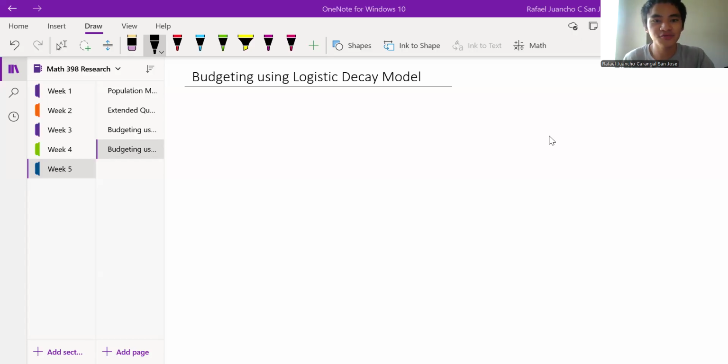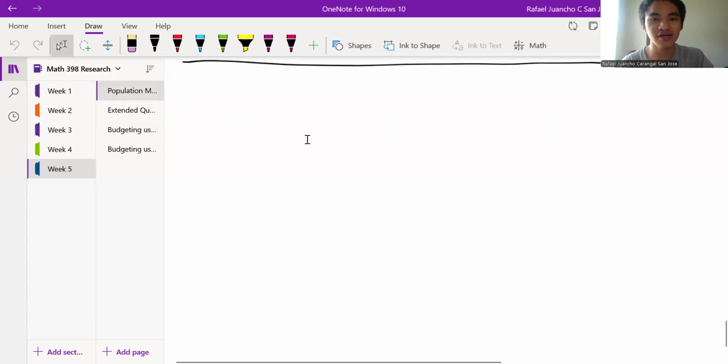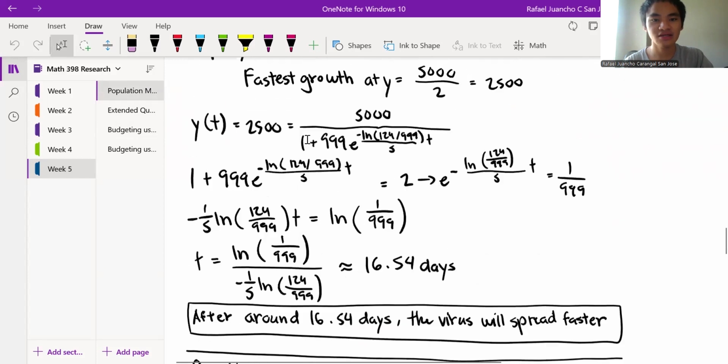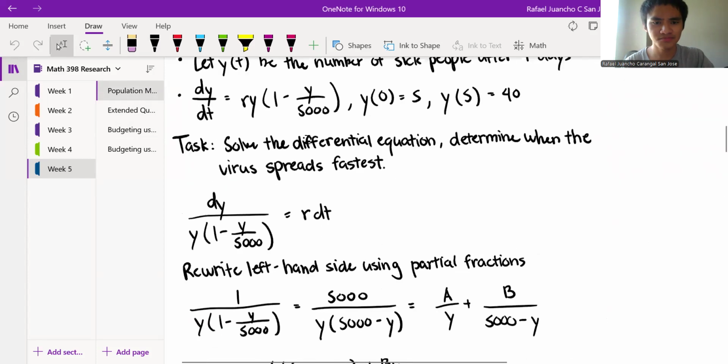So today I'm going to be talking about my extension on my previous question, which was about the logistic model. Just a brief recap of what the logistic model is, it looks something like this.